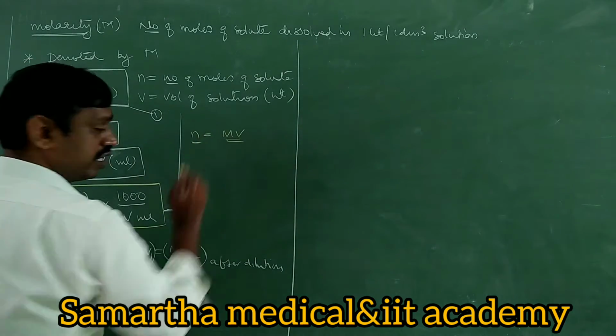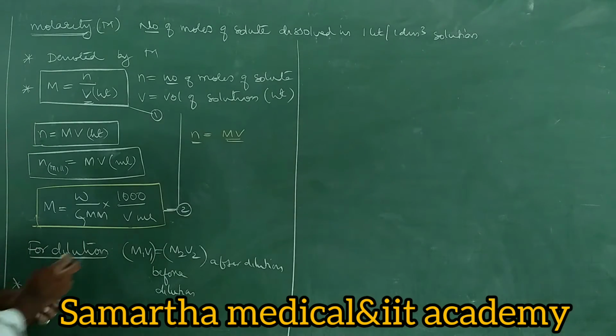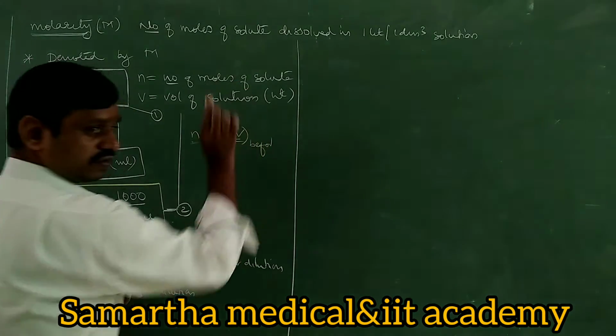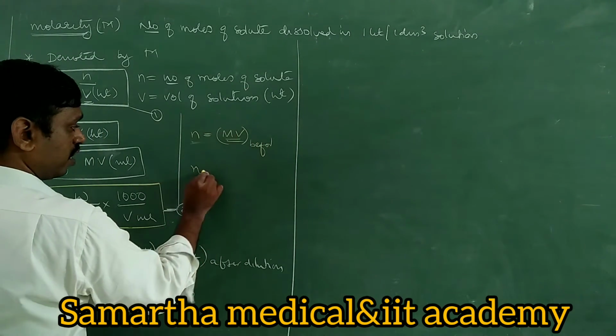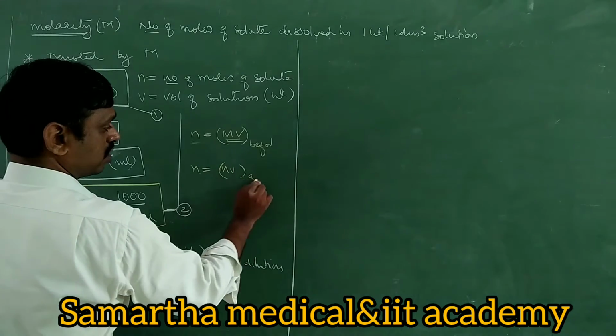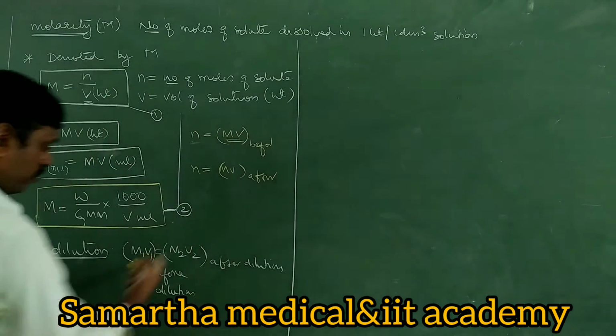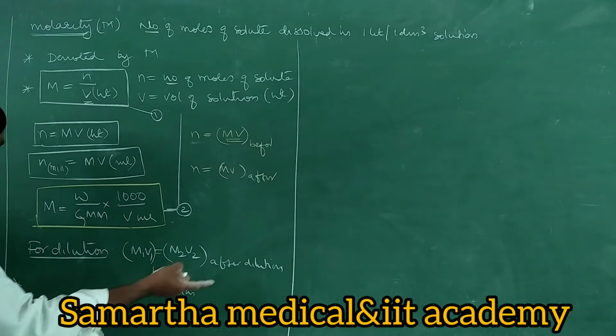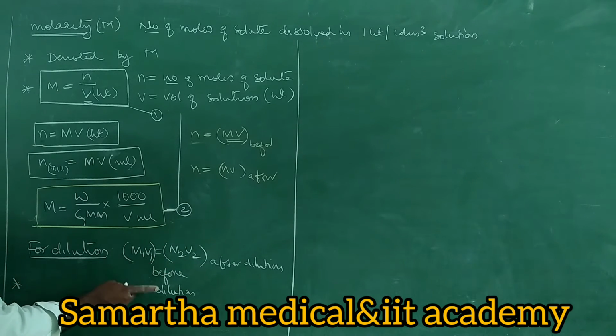So M and V change. Therefore, can I take M into V before dilution equal to M into V after dilution, where n is equal to M into V? Therefore, M1 V1 equal to M2 V2. You can take this equation. Here M1 is the molarity before dilution, M2 is the molarity after dilution, V1 is the volume before dilution, and V2 is the volume after dilution.